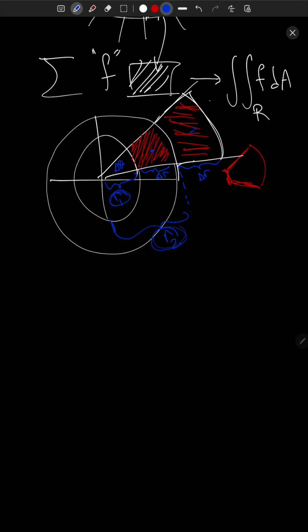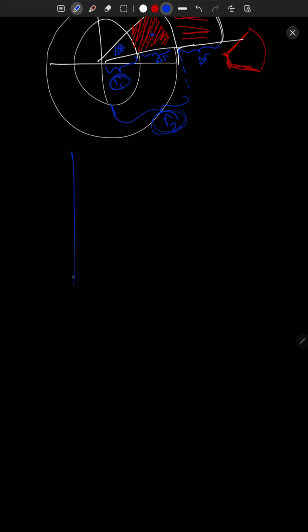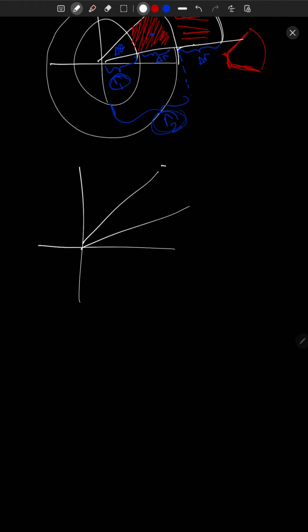All right, so let's calculate this. If I do have a wedge, let me just draw a wedge by itself. So if I have part of a circle like this, again, this is R1 here. This is delta R. I'm going to work based on R1, so I'm not going to need R2. This is delta theta.